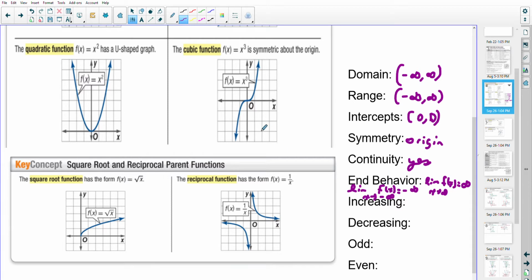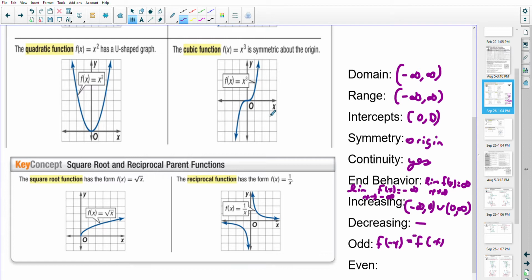Is it increasing? Where's the slope positive? The slope is positive throughout the whole thing except at that particular point (0, 0) where it flattens out. So we're going to say that it is increasing from negative infinity to 0, union from 0 to positive infinity. Decreasing does not exist. Is it odd? Does f of negative x equal negative f of x?